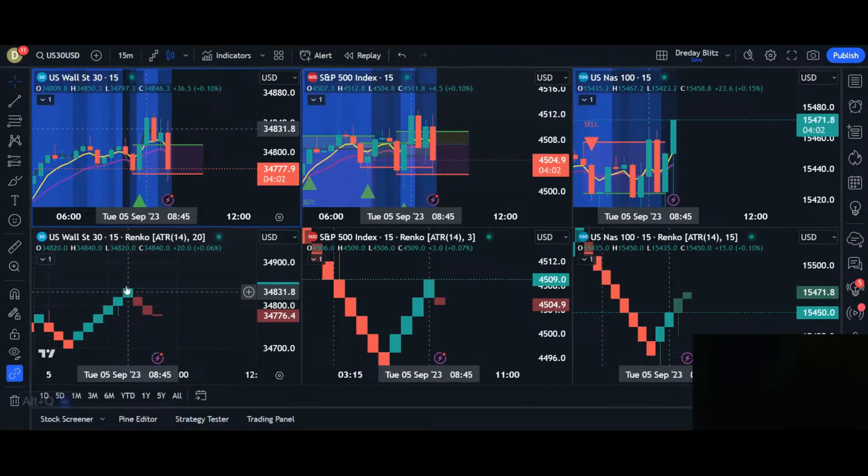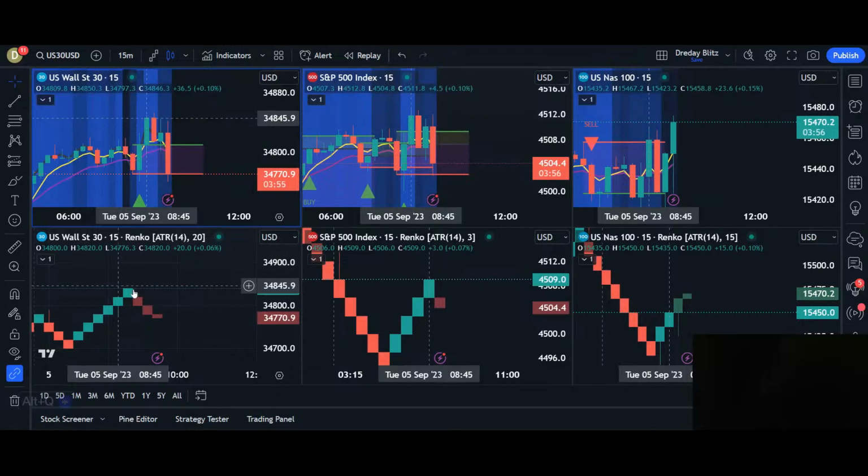So if you're in that trade based on your own analysis, the stop loss would be around... If you're looking at the Renko bars, it will be at the top of the Renko bar, like I told you. So it should be in the range of 34.84, 34.85. So around that price.